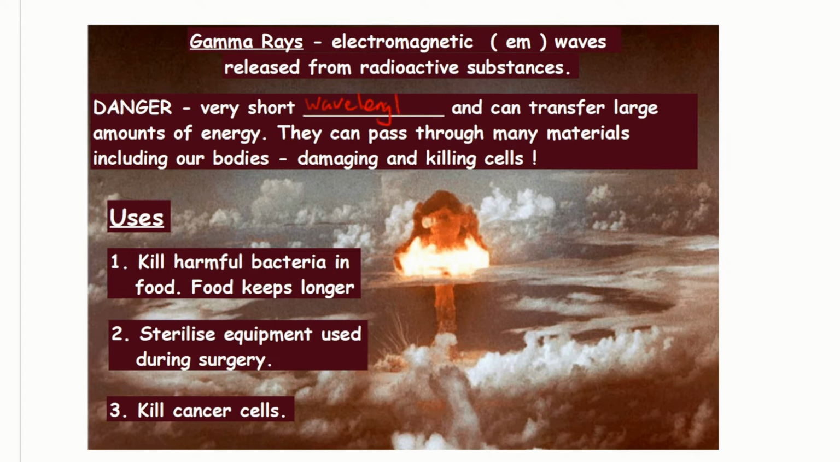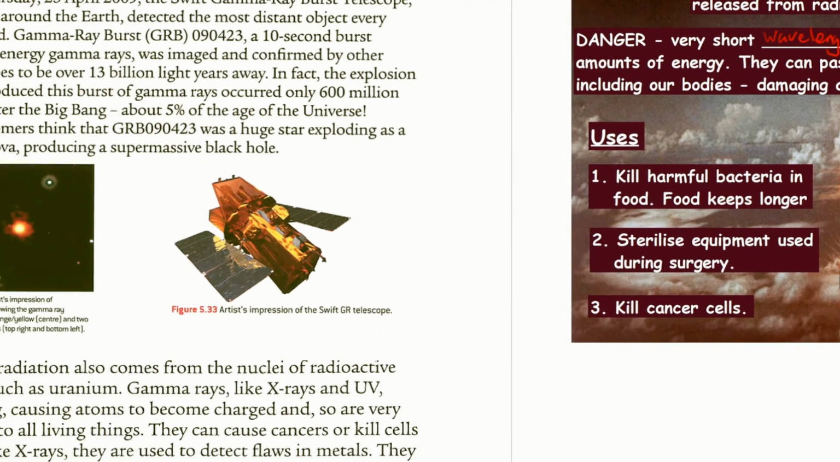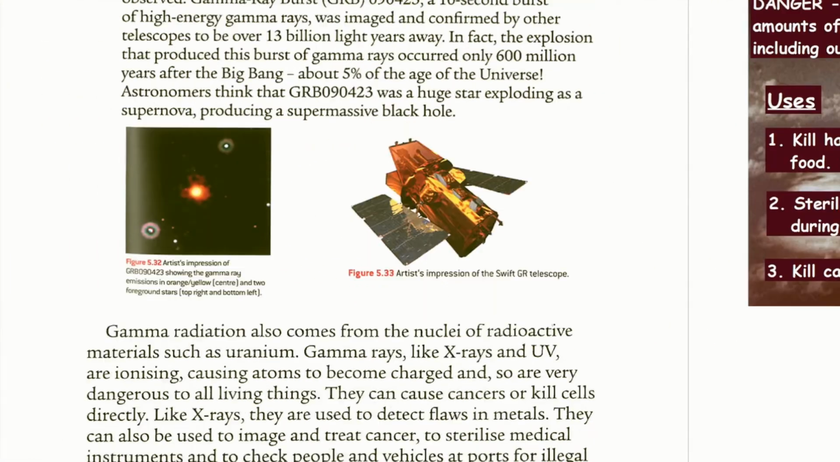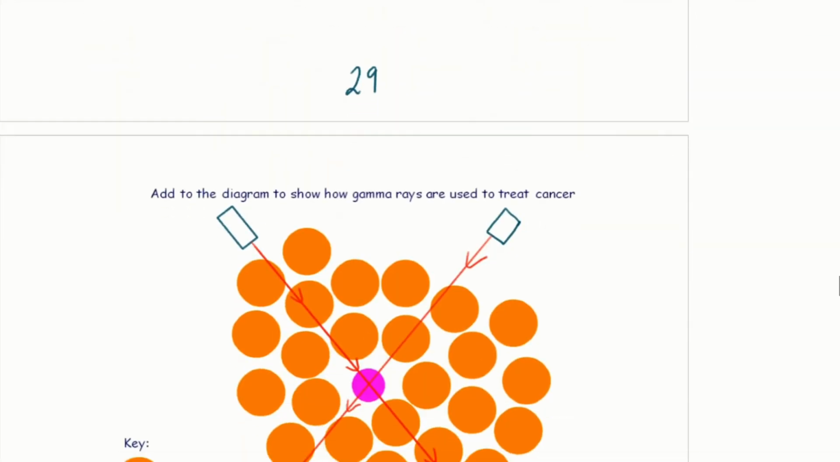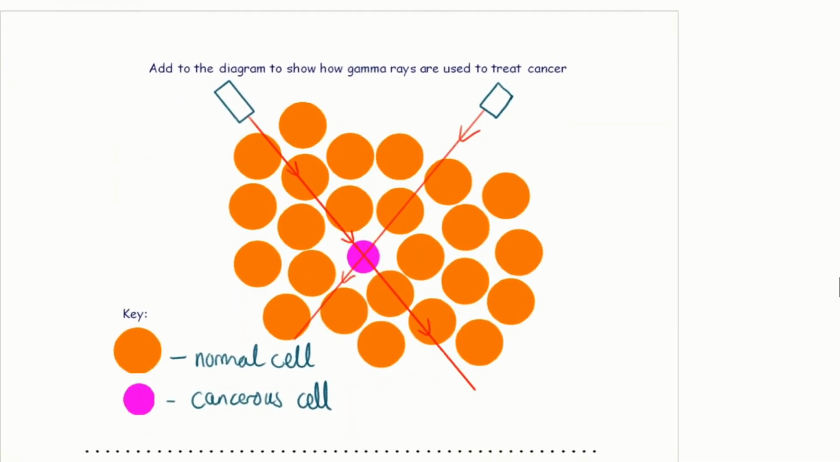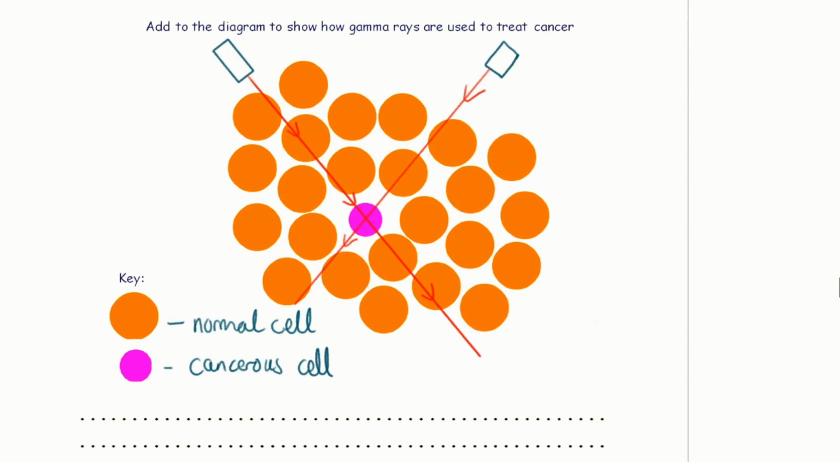Okay, remember these are the shortest wavelengths and the highest frequencies. They can pass through materials, including our bodies. They can damage and kill cells. They can go through our skin, through our bones. Remember, X-rays can go through bones. And what I want you to do is just add in what I've added there to this diagram. Sorry, we're at the top of page 30 now.